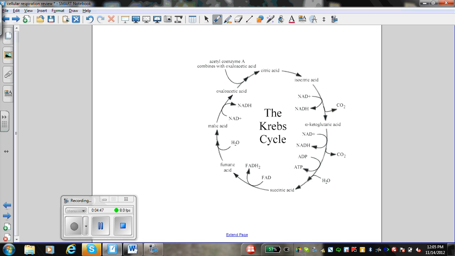All right, next. All right, the Krebs cycle. So now our pyruvic acid, or pyruvate, is going to be translocated into the mitochondria.